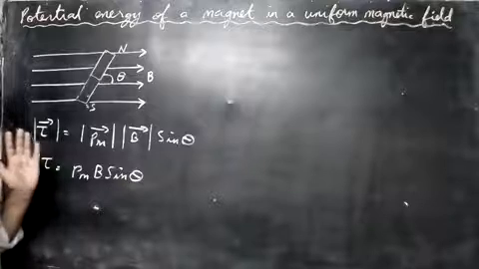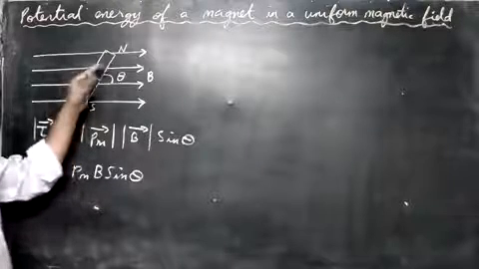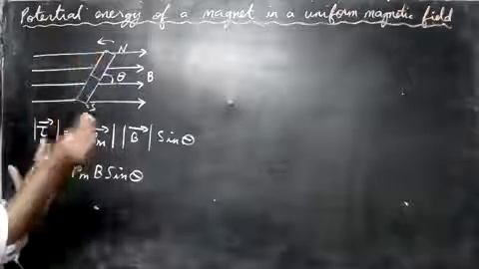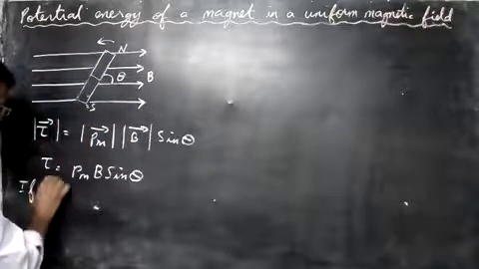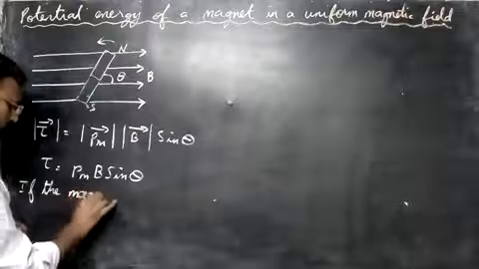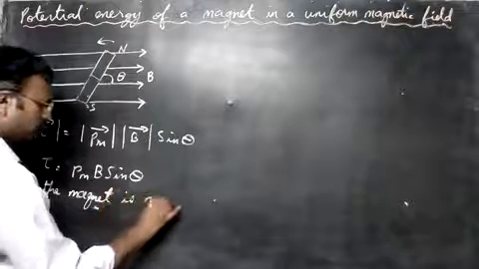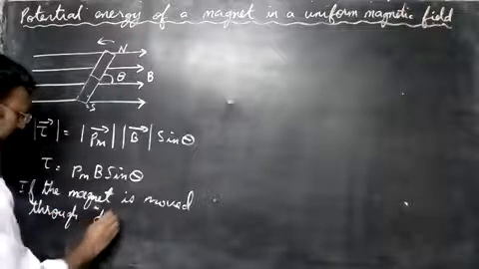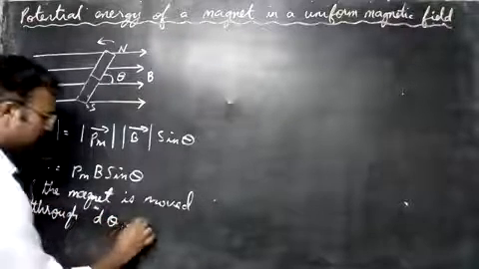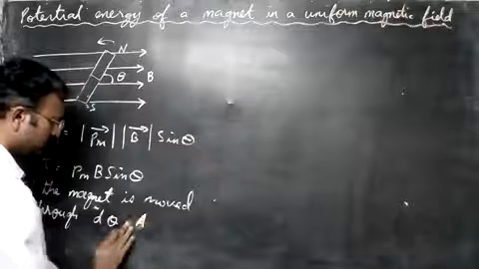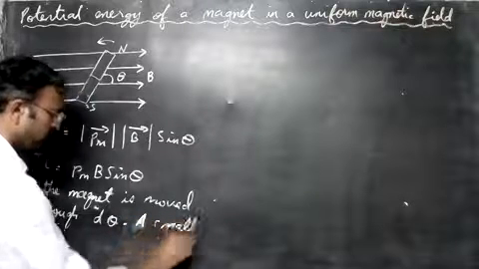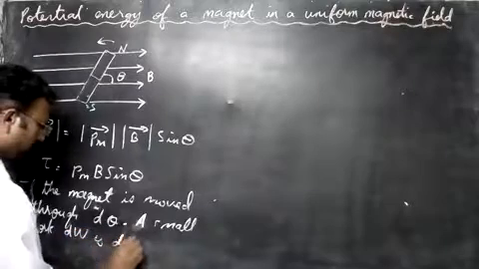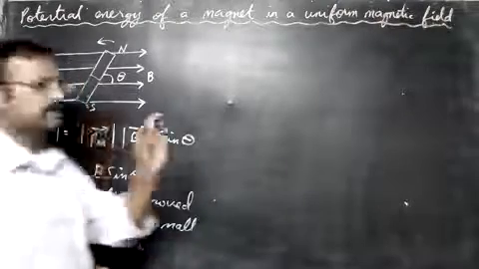Now suppose you move this magnet in the opposite direction through a very small angle d theta. If the magnet is moved through d theta, that means a small work is done, that is dW. You move it only slightly, so a small work dW is done.